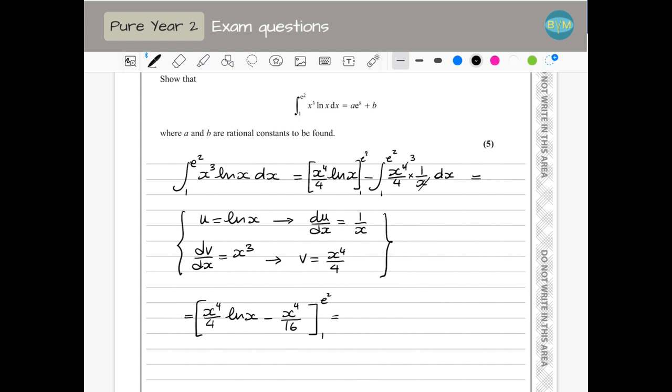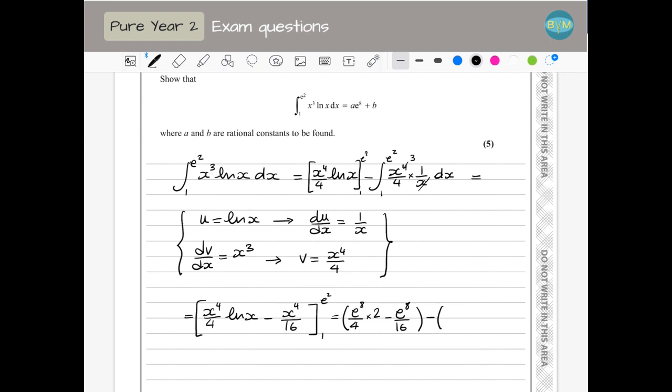When I substitute, e squared to the power of 4 is e to the power of 8, so e to the power of 8 divided by 4. Ln of e squared is going to be 2, and minus, I'm substituting all e to the power of 4. E squared to the power of 4 is e to the power of 8 divided by 16. So this is the first part.